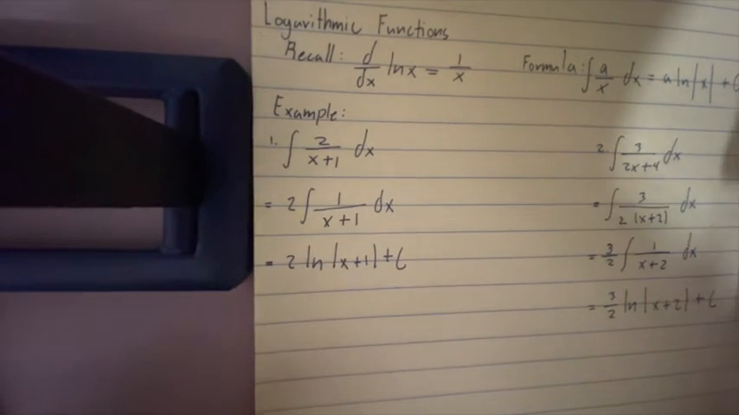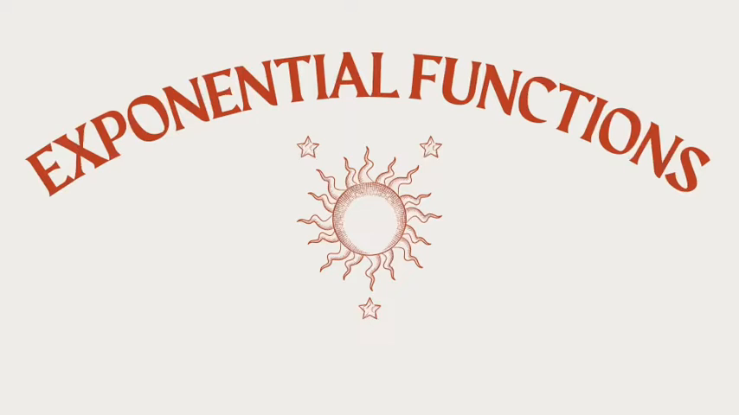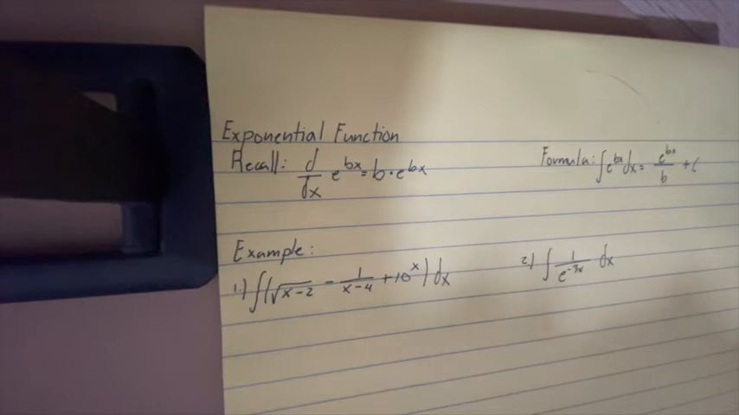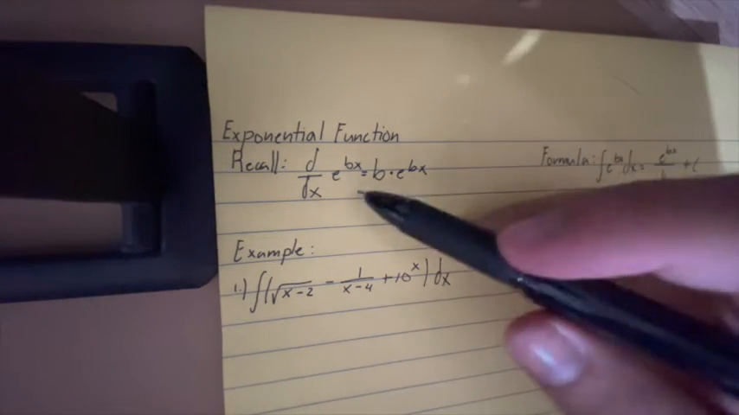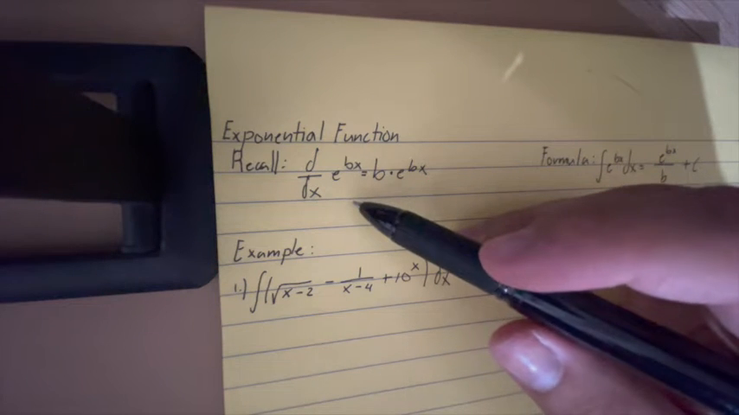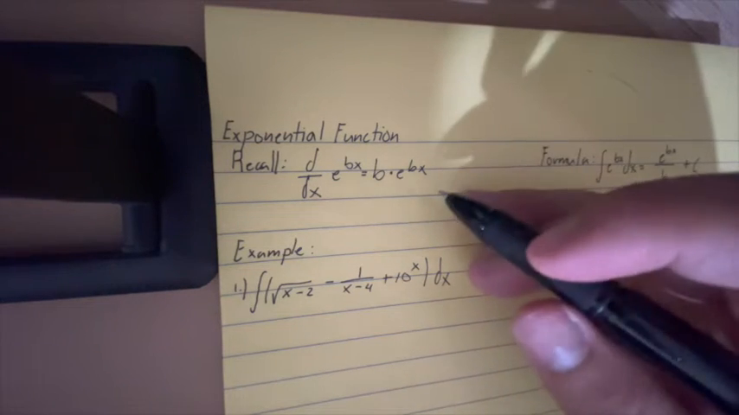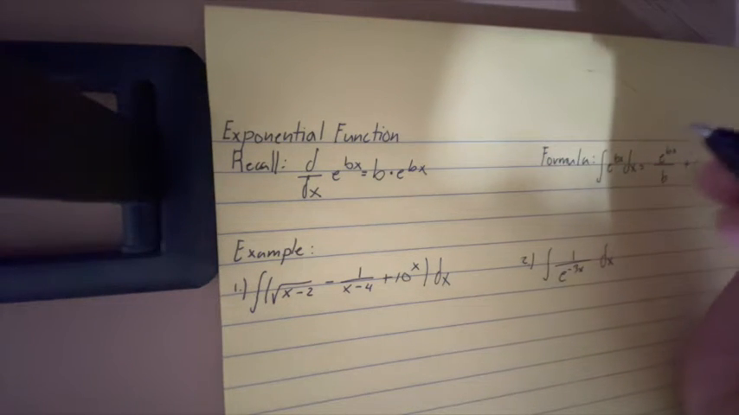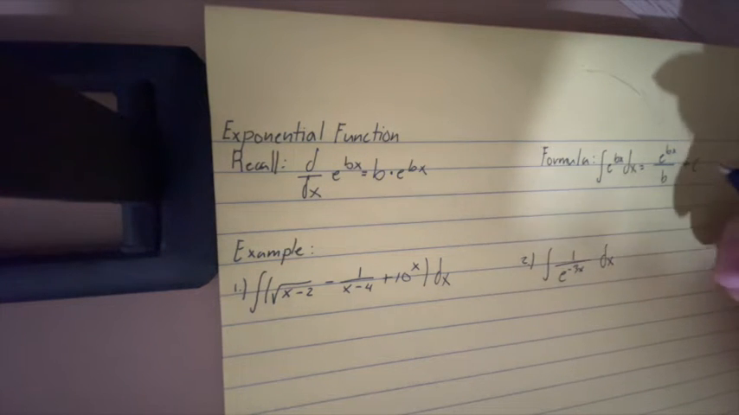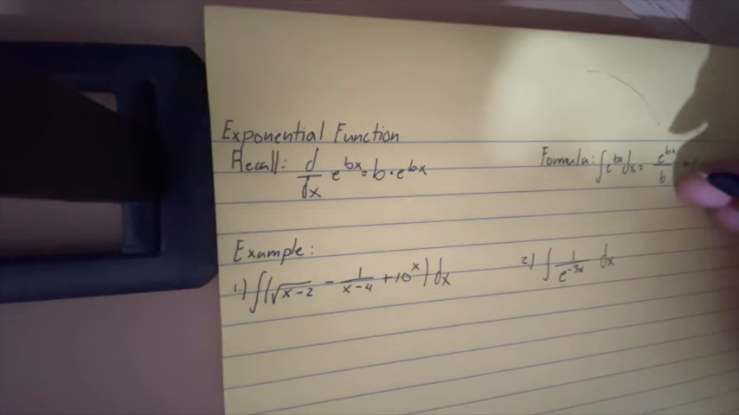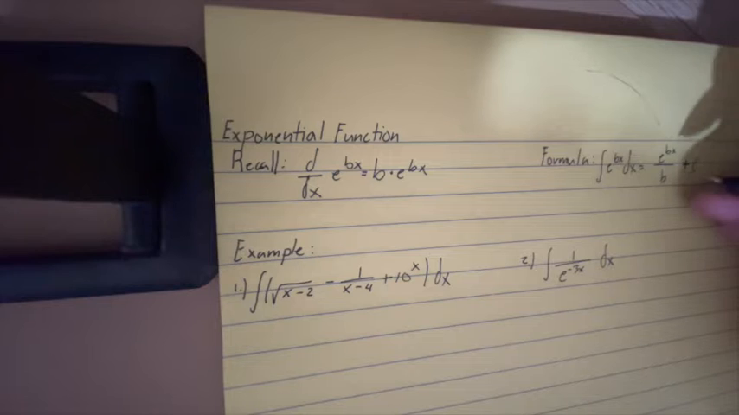And that's it. That's for the logarithmic function. For the exponential function, we're going to recall the derivative of the exponential function, which is d over dx of e raised to bx is equal to b times e raised to bx. The formula will be the integral of e raised to bx dx is equal to e raised to bx over b plus the constant.